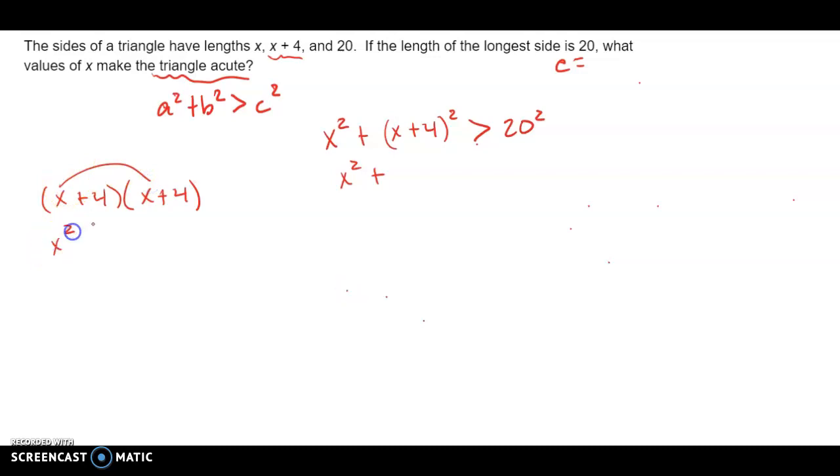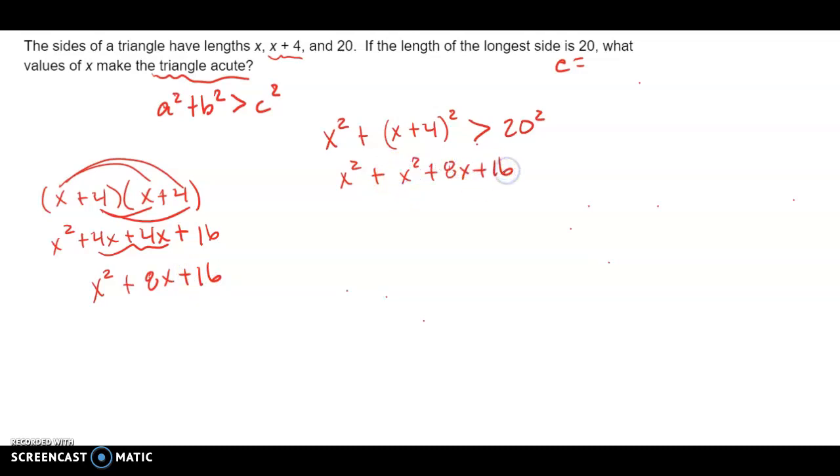So x times x is x squared. x times 4 is 4x. 4 times x is 4x. And then last, 4 times 4 is 16. Combine your two like terms and you end up with x squared plus 8x plus 16. That has to be bigger than 20 squared, which is 400. Go through, combine your like terms, and I get 2x squared plus 8x plus 16 has to be bigger than 400.